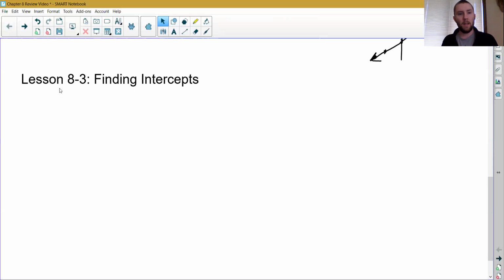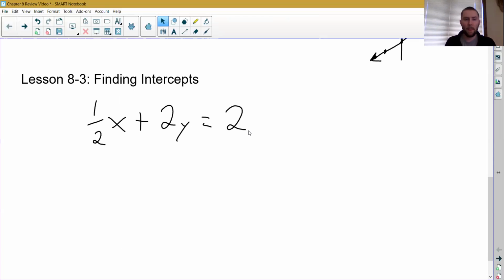So if we have an equation like, well, let's even do one with a fraction in it just for fun. Something like this. Okay, something like that. We can find both of the intercept points. We find a point x equals some value where we cross the x-axis. We find a point y equals some value where we cross the y-axis, okay?